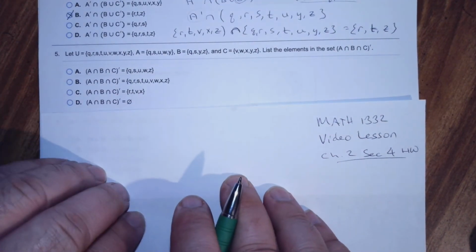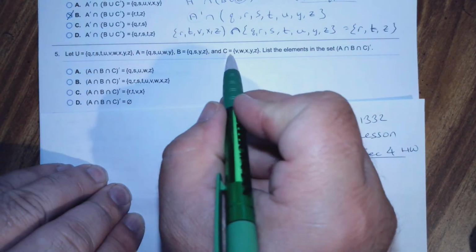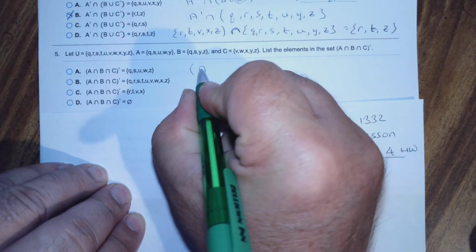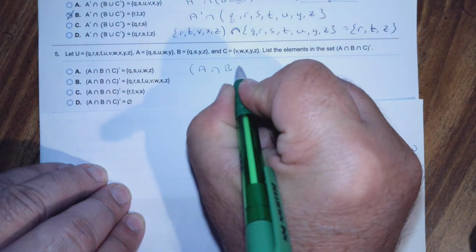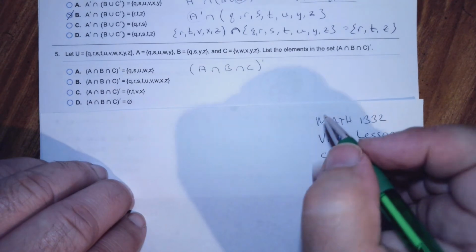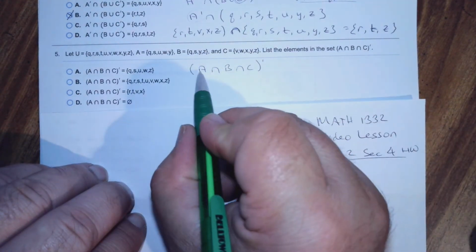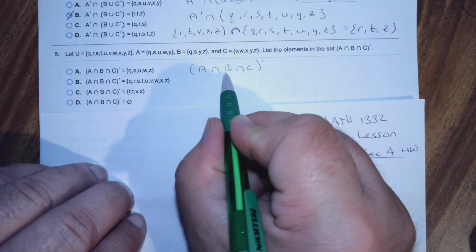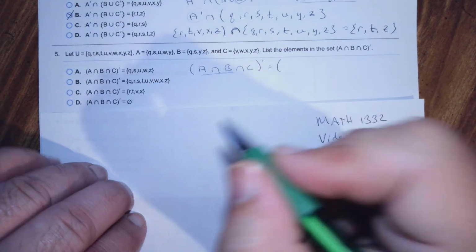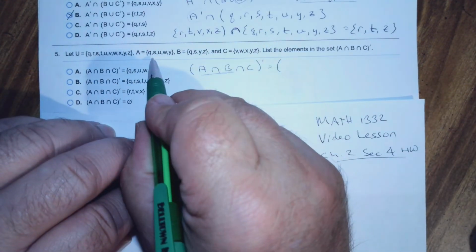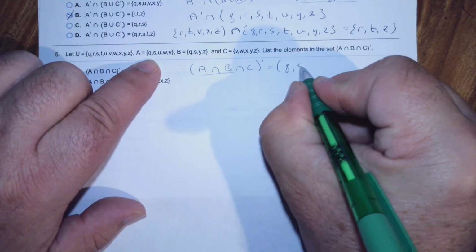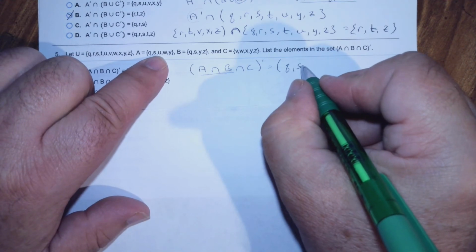Number 5. Universe, sets A, B, C. List the elements of A intersect B intersect C and find the complement of it. Again, the rules of mathematics all started here. We do inside parentheses first, left or right. Let's first find the intersection of A and B. What do A and B have in common? Q, S, and Y.